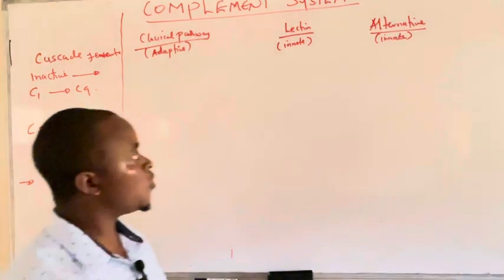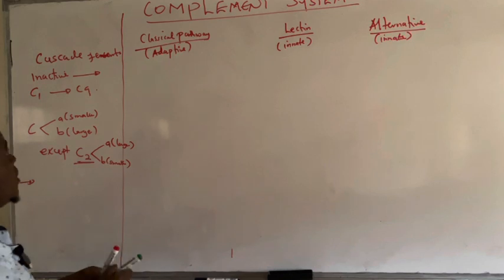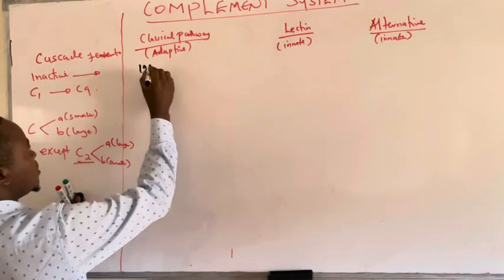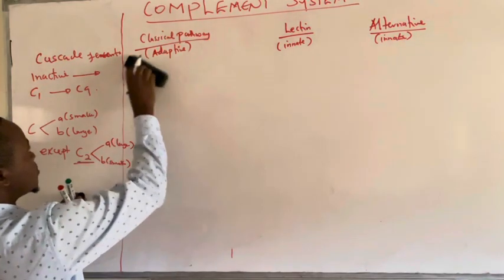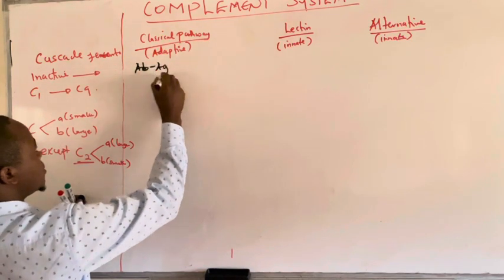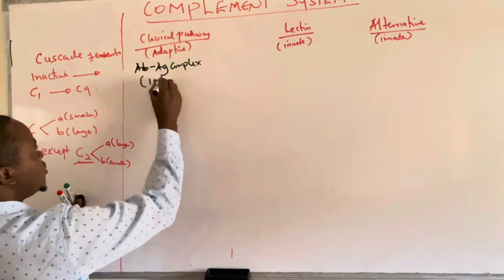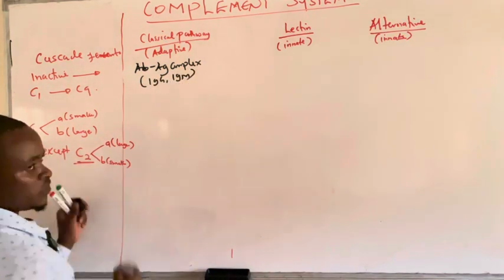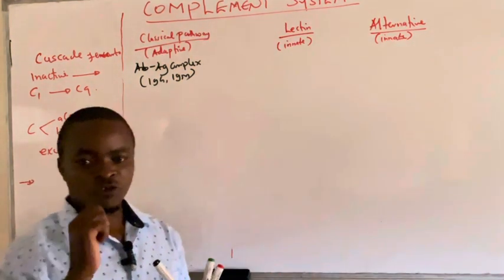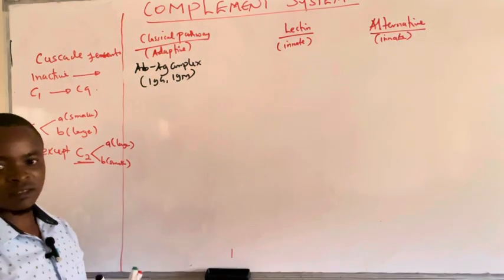First of all, we want to see what triggers each pathway. The classical pathway is initiated or triggered by an antibody-antigen complex. These antibodies are either IgG or IgM. Whenever there is an invading microorganism, we see IgG or IgM triggered, and they initiate the complement system.